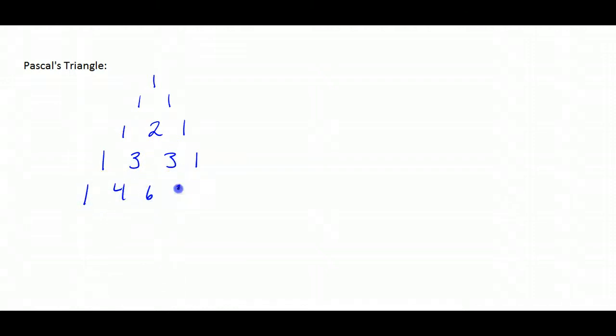How the heck am I getting these numbers? Well, to get these numbers in the middle, I add together the 2 that are above it. 1 plus 1 is 2. 1 plus 2 gives me 3. 2 plus 1 gives me 3. 1 plus 3 gives me 4. 3 plus 3 gives me 6. 3 plus 1 gives me 4. Once you know the trick, it's really easy to generate as many rows of Pascal's triangle as you want.